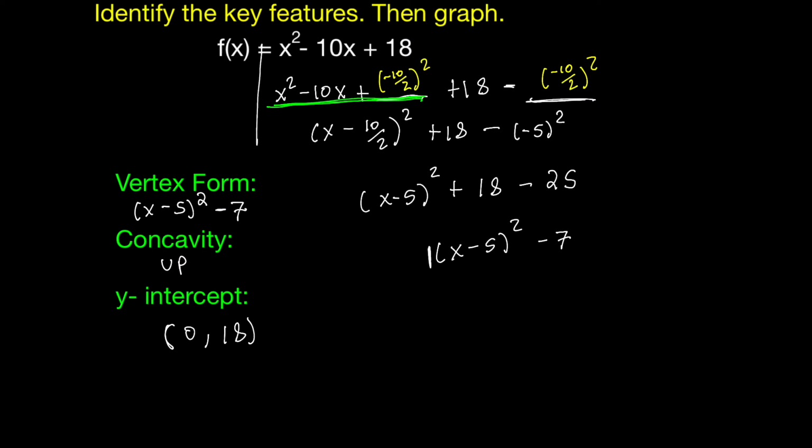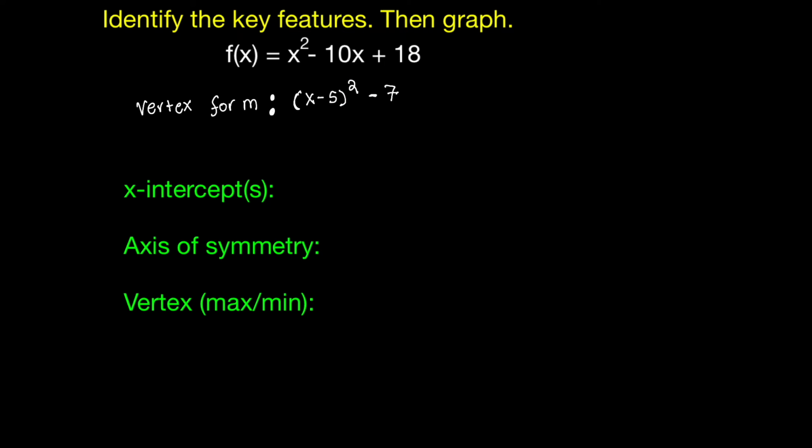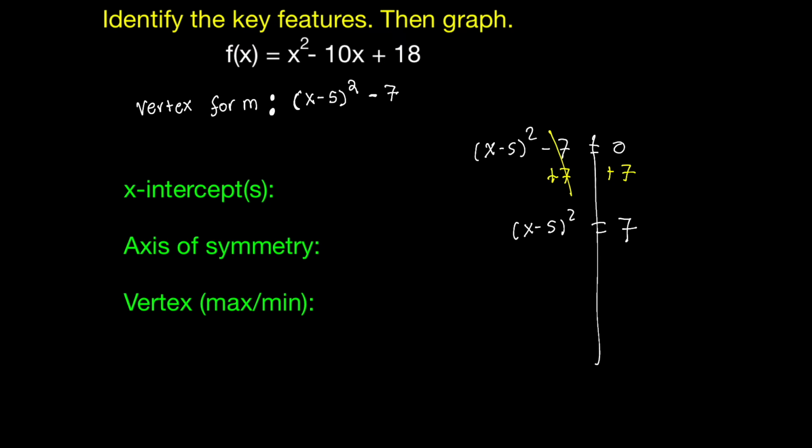Now I'm going to turn my attention to the x-intercepts. And to get the x-intercepts, I'm going to get the vertex form and set that equal to 0. So here I'm going to get, let me rewrite it here on the right. x minus 5, quantity squared, minus 7, set that equal to 0, and now we're going to solve for x. To do this, I can add 7 to both sides of the equation. On the left hand side, the 7's are going to cancel out, leaving me with the x minus 5 quantity squared. And on the right hand side, 0 plus 7 is going to give me 7.